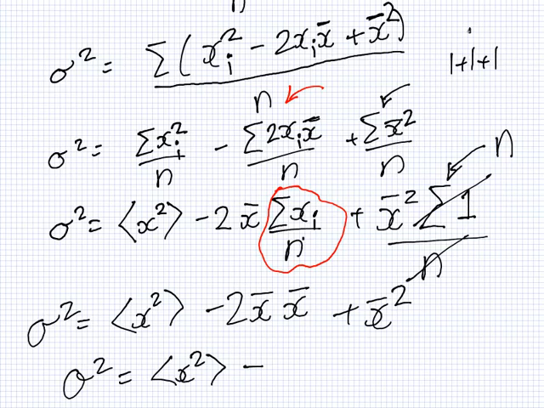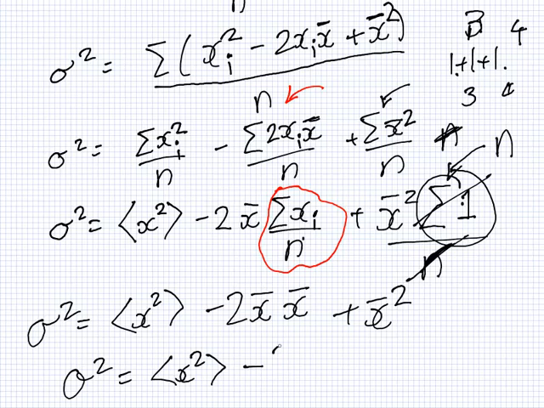If I have n of these, if I have 3 of these, what do I get? 1 plus 1 plus 1? 3. If I have 4 of them, I have 4. So if I have n ones, and I add them together, what do I get? I get n. So I can cancel the n here with this one.